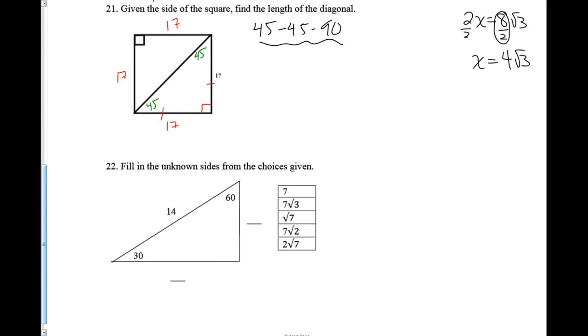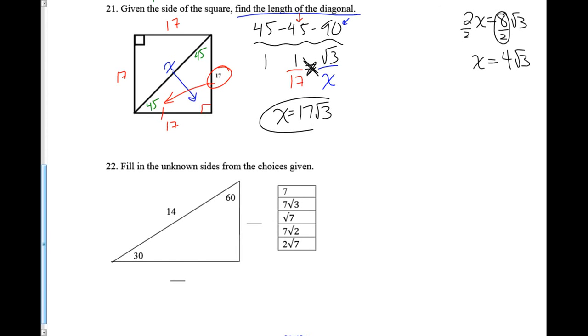Now, I haven't labeled in my picture what I'm trying to find yet, so let's read the question. We need to find the length of the diagonal. The diagonal goes from corner to corner in the square. So there's my x. It's across from the 90, so I make a fraction with the square root of 2. My number was 17. It's across from the 45, so under the 45, I put a 17. I set these two equal to each other, and I get x is 17 times the square root of 2.